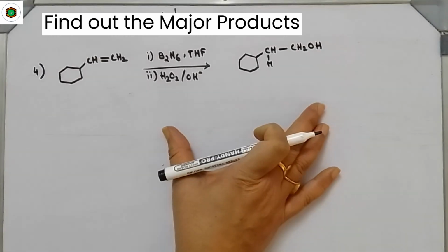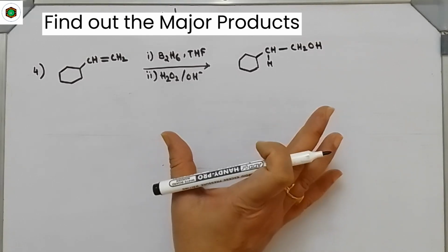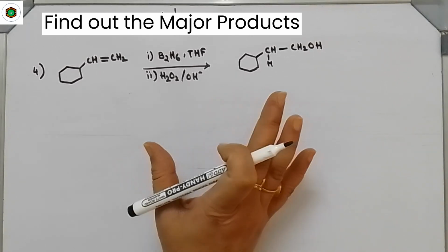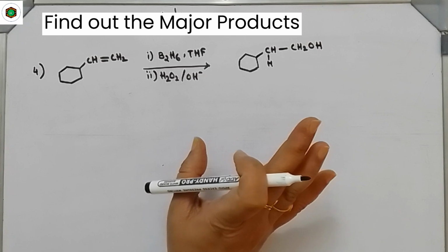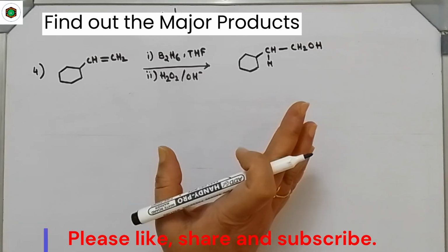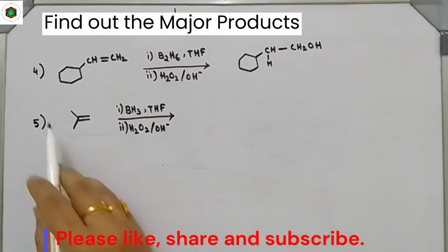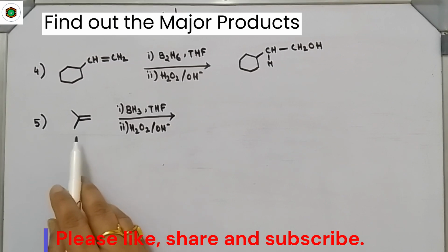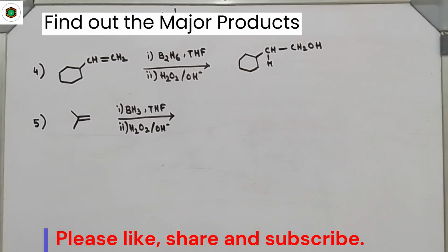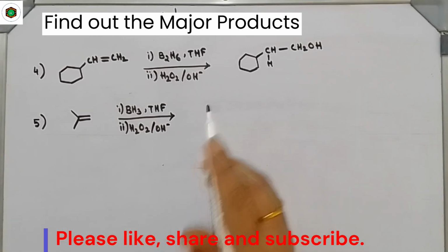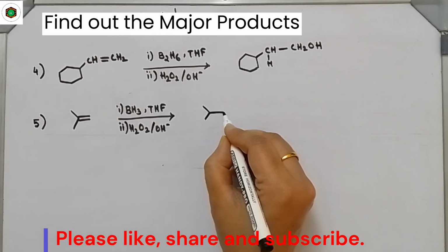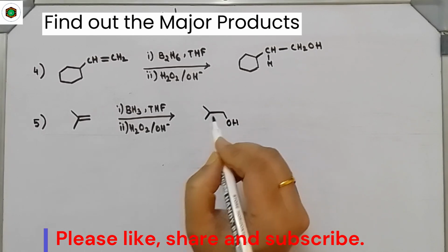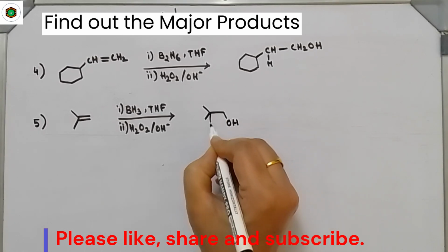And since the reaction is taking place via a 4-membered cyclic transition state, no carbocation intermediate is formed. So there is no chance of rearrangement of carbocation because carbocation is not generating. This is a disubstituted alkene. So here first you will get monoalkylated, then you will get trialkylated boron. So in the final product, here you will get OH, and here you will get H.